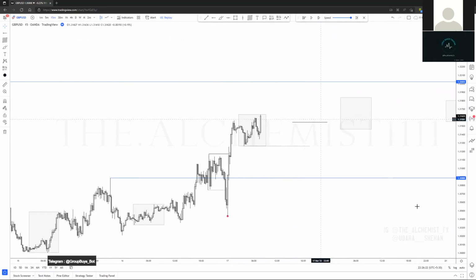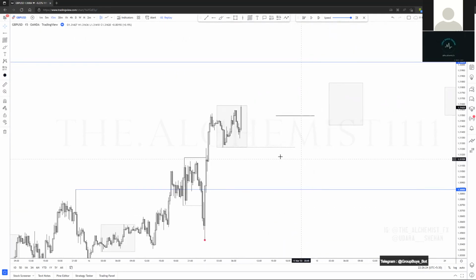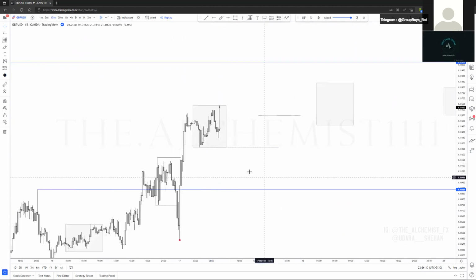That's the thing. Also, this day there was news. This day there was high impact news. So when there is news, we can't expect London to do the major move. London will also build up liquidity for the news.